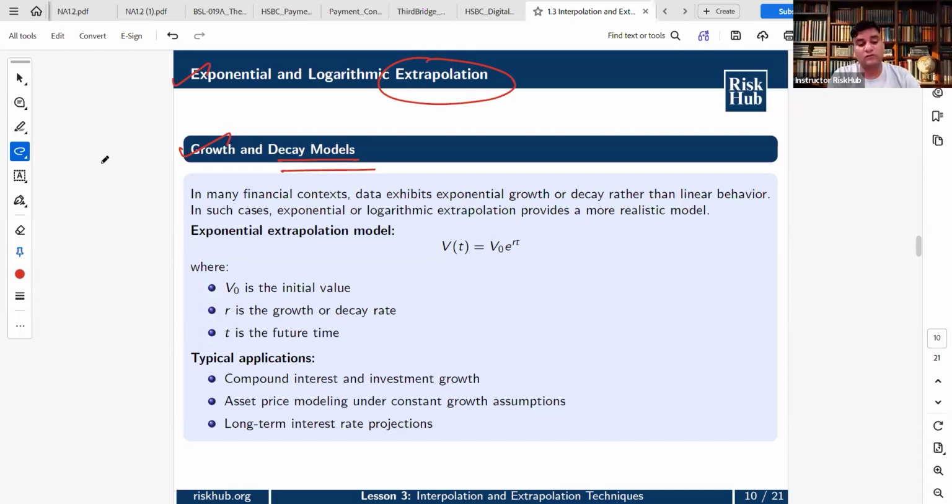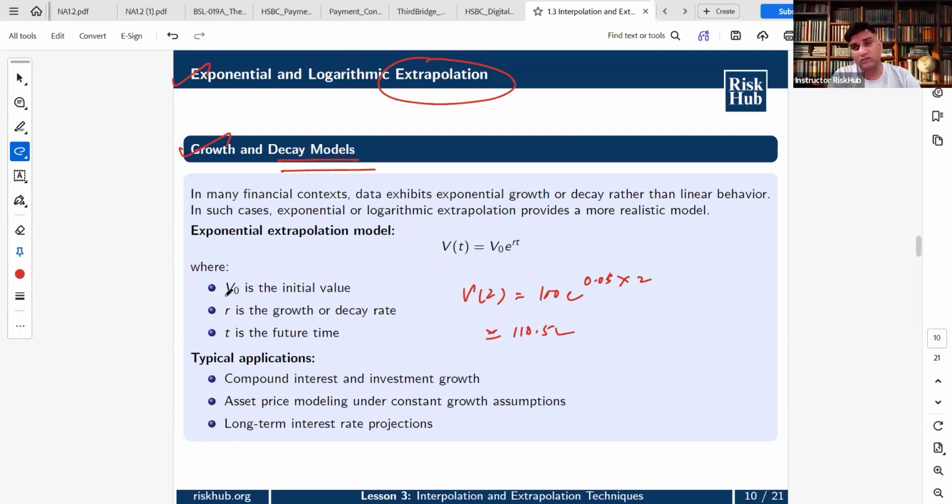For example, if an investment grows continuously at rate r, then V(t) equals V0 e^(rt). V0 is equal to 100, r is equal to 5%, t is equal to 2, right? If we take those values, V(2) is equal to 100 times e^(0.05 times 2). When we have taken V0 equal to 100, r equal to 5%, t equal to 2, the value comes out as approximately 110.52.